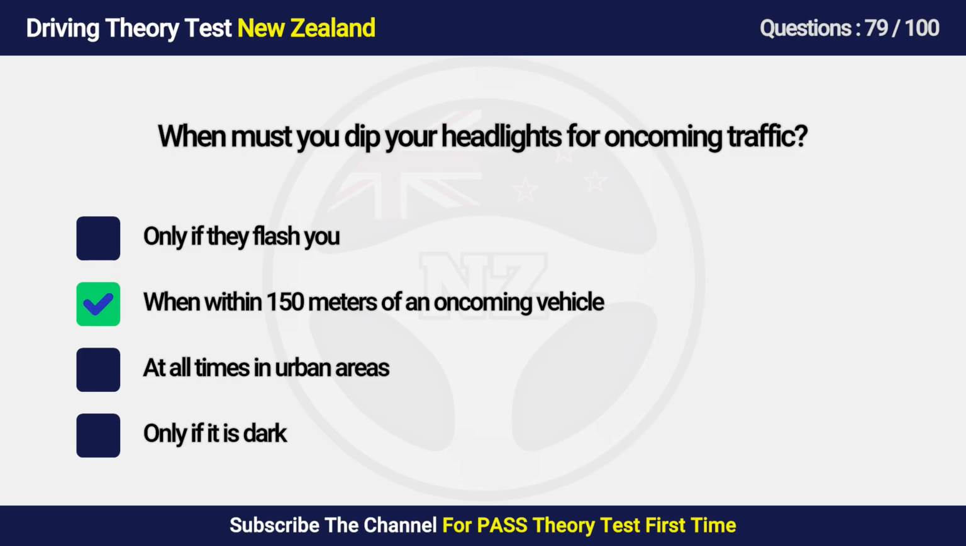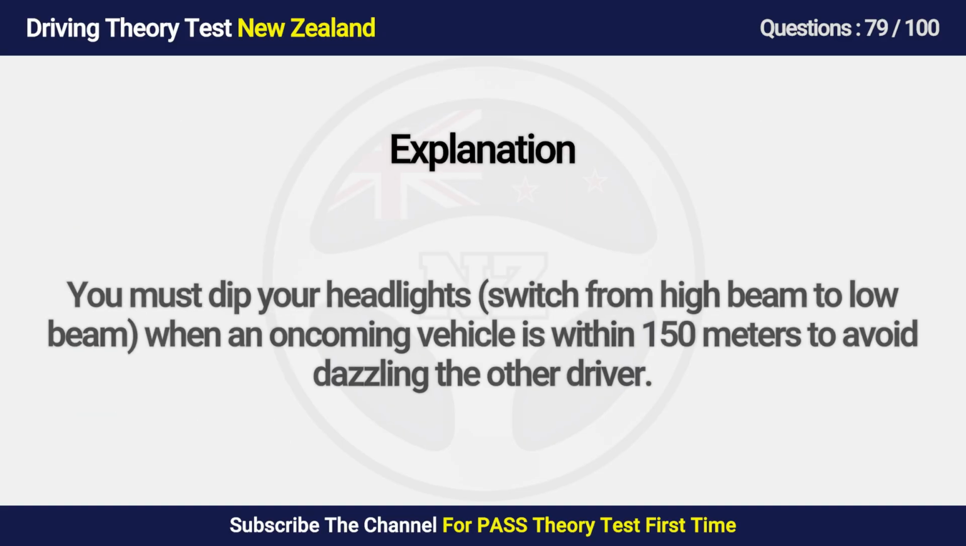Answer is B. When within 150 meters of an oncoming vehicle. You must dip your headlight switch from high beam to low beam when an oncoming vehicle is within 150 meters to avoid dazzling the other driver.